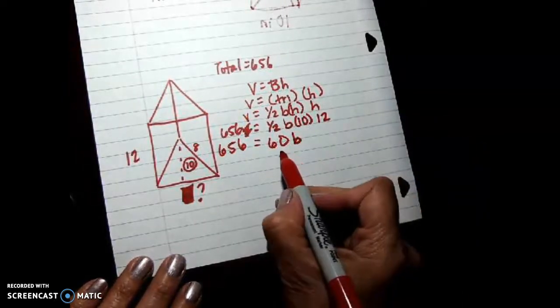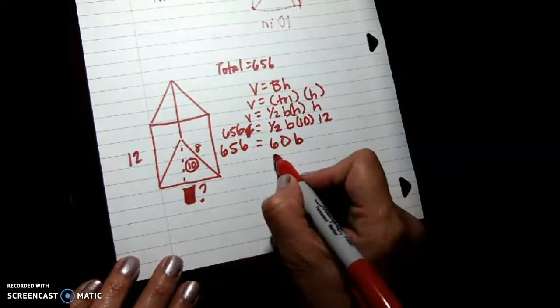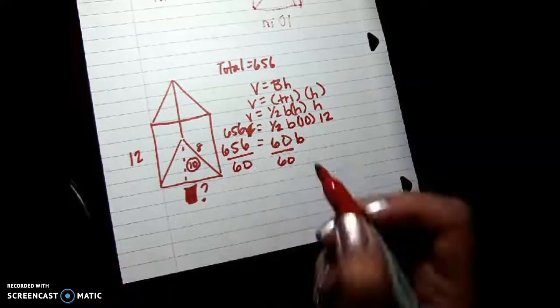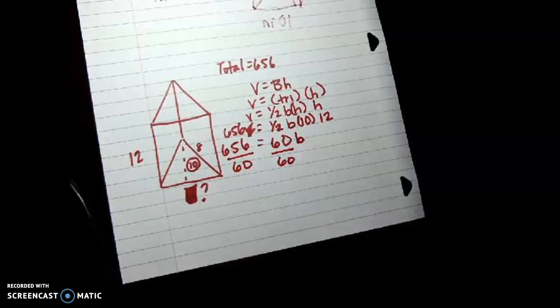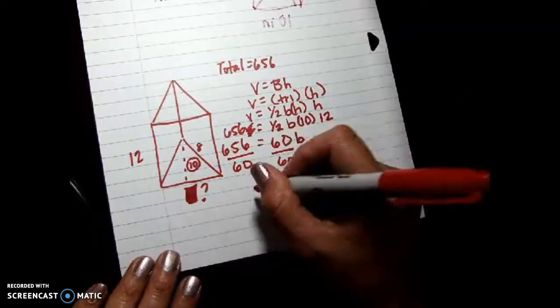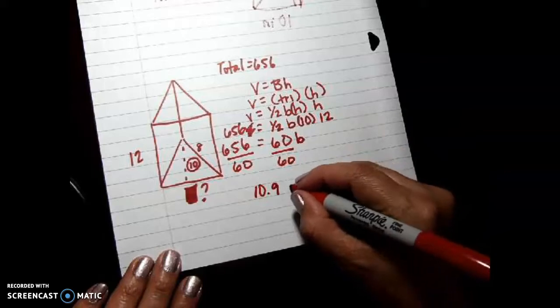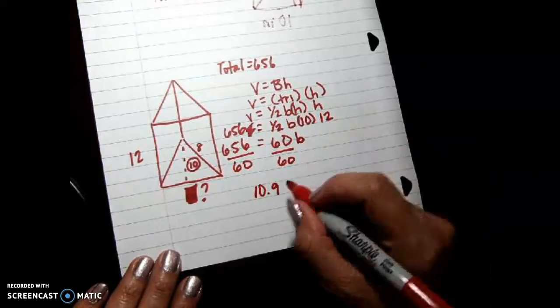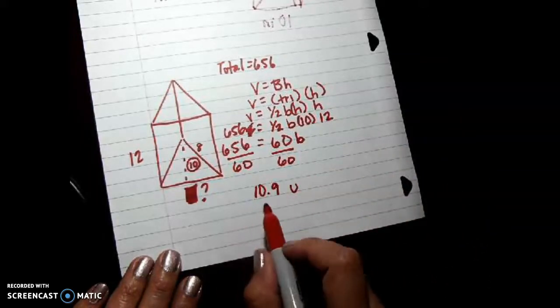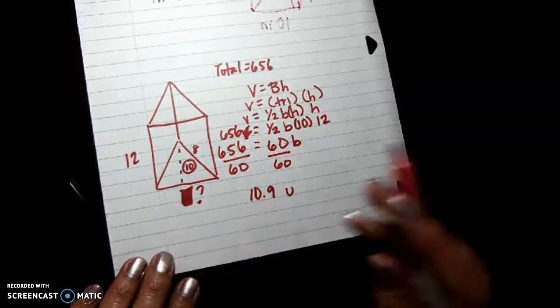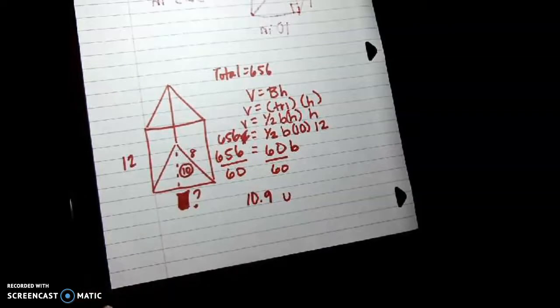And to get B by itself, I want to divide that 60 and do the same thing on the other side. And it ends up being 10.9 units, and that is the base length of the triangle. Okay, now you will try it on your assignment.